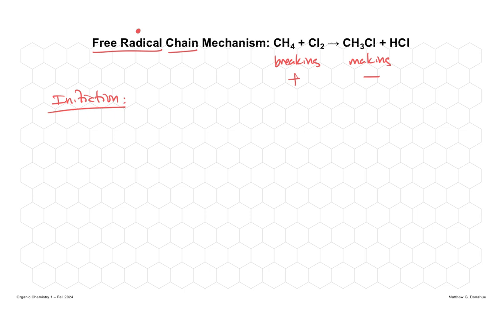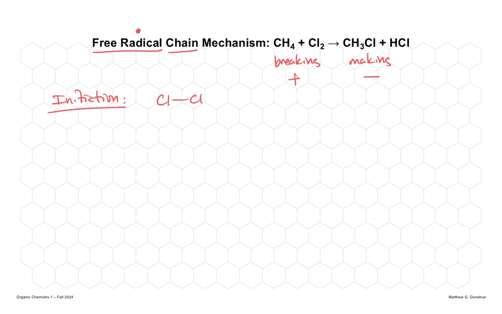So any frats or sororities in the room, this is not like hazing initiation. The initiation step is we're going to break the weakest bond possible. And so we go to the table, and basically what that is, it's going to be Cl2. We'll look at the specific numbers in the slide coming up. But on this slide, we're just going to show the arrow pushing.